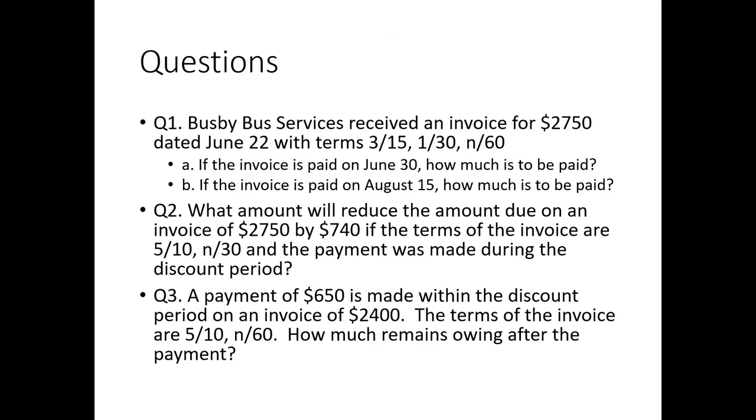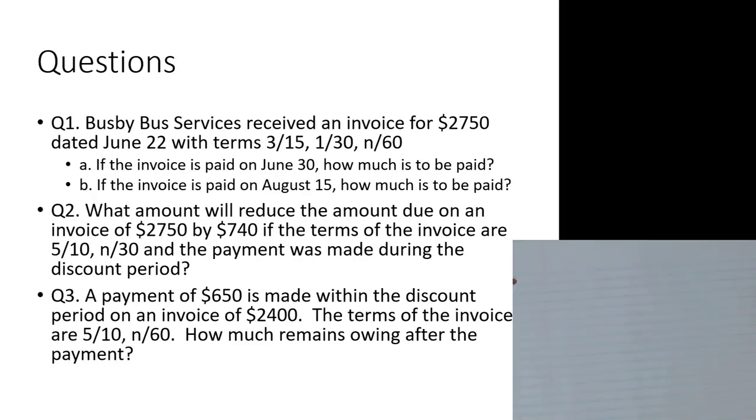Okay, let's do some questions on this. Question one, Busby Bus Services. Say that real fast 5 times. Busby Bus, Busby Bus. Received an invoice for $2,750, dated June the 22nd, with terms 3/15, 1/30, and n/60. And right now you're going, holy crap, we've only been doing a discount or no discount. What the heck is this 1/30 stuff?